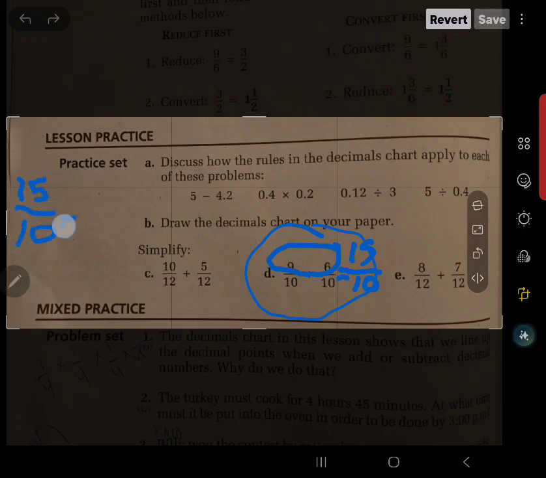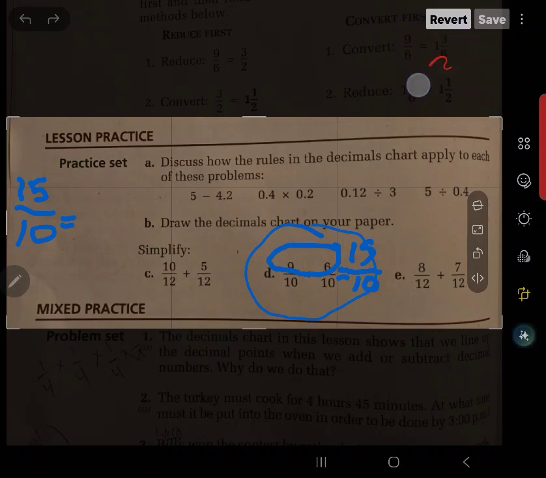Now, we have to simplify this fraction. Now, it's got a couple of things going on. Number one, it isn't a simplified fraction, and it's also an improper fraction. So again, I'm going to encourage you to go ahead and simplify the fraction first, and then make it a mixed number because it's an improper fraction, all right? So what we're going to do is find the biggest common factor that can divide into both 15 and 10.